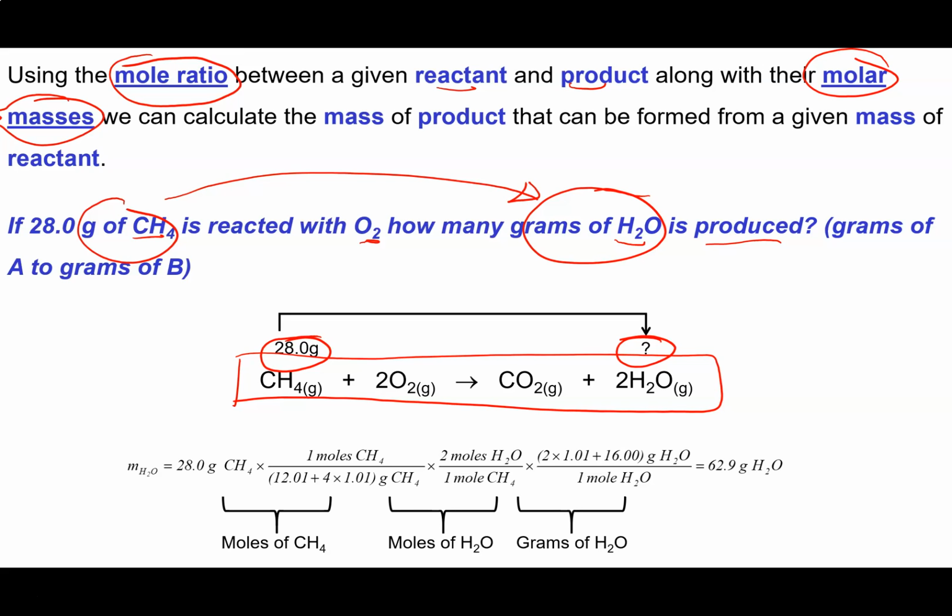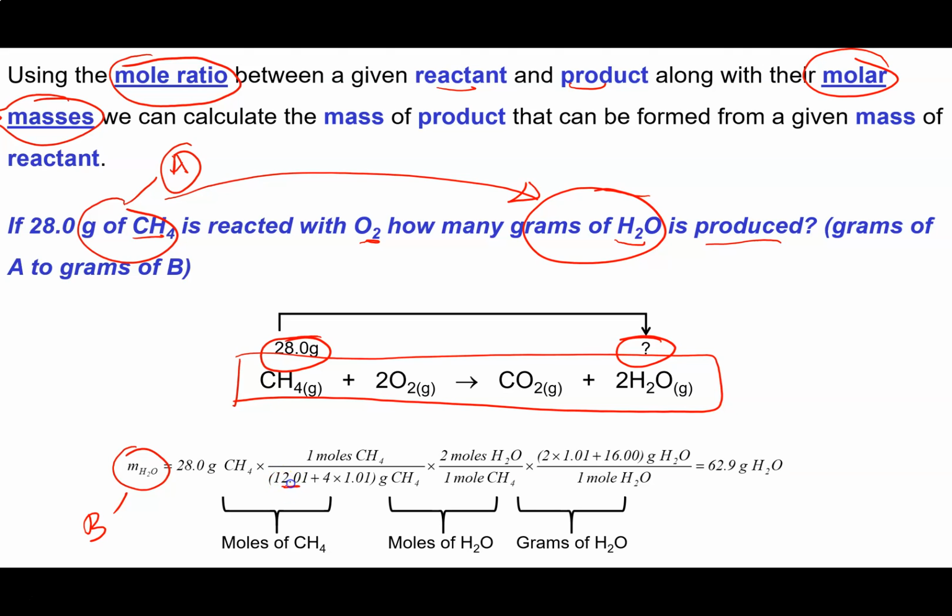So we know that we need the mole ratio relating methane and water, and we also need the molar masses of methane and water. And we'll put all of that together. We're just going to follow that scheme that I illustrated in the title slide to solve the problem. So we want to calculate the mass of the water, that's our B, and we're going to begin with the mass of the methane. Methane is our substance A. So we've got 28 grams of methane, and we know that 1 mole of methane weighs 16.05 grams.